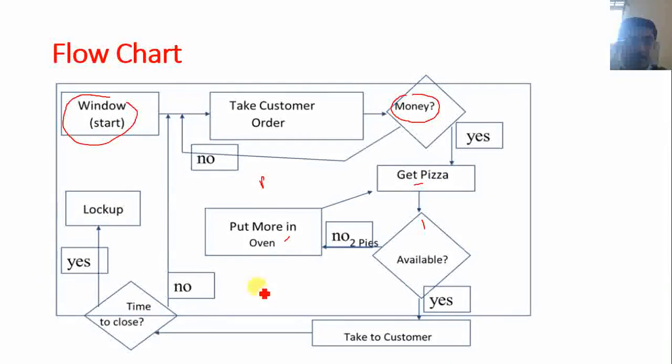So here you can see various types of symbols which are used in the case of a flowchart. Here a rectangle is used. So these all are the different flowchart symbols.